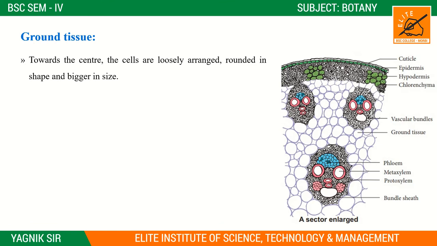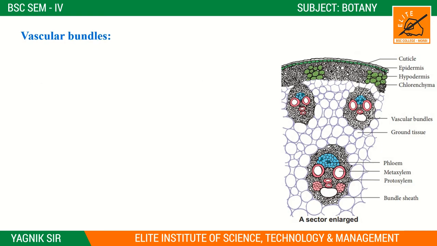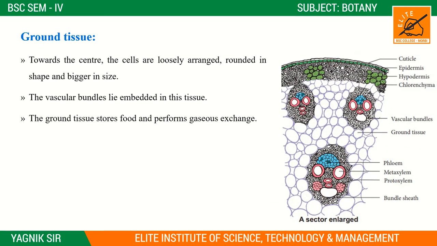And towards the center, the cells are very loosely arranged, rounded in shape and bigger in size. And the vascular bundles are embedded in this tissue. મેં પહેલા જ કીધું કે આની અંદર જે આ ટિશ્યુ સિસ્ટમ હશે એ એમ્બેડેડ થયેલી છે આ પેરેન્કાઇમેટસ સેલ્સની અંદર. So the ground tissue stores food and performs gaseous exchange. In this case, these cells are very loosely arranged. So that's why gaseous exchange is very easy.